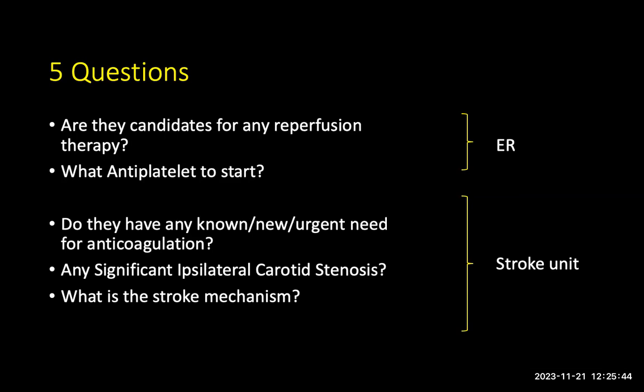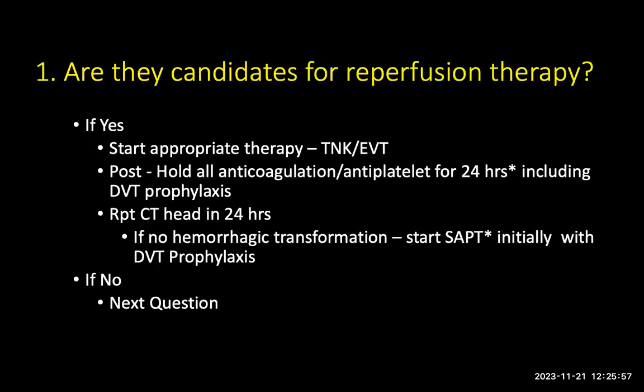Then you get these patients admitted to the stroke unit, and you start looking at the same questions. Do they have any known new or urgent need for anticoagulation? Is there any significant ipsilateral carotid stenosis? And what is the stroke mechanism? The first and foremost step, however, is: are they candidates for reperfusion? If they're in the window and have disabling deficits, they'd be candidates for TNK. If they have a large vessel occlusion and are still within 24 hours, they'd be candidates for mechanical thrombectomy.